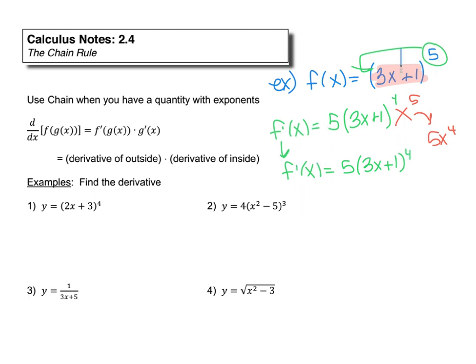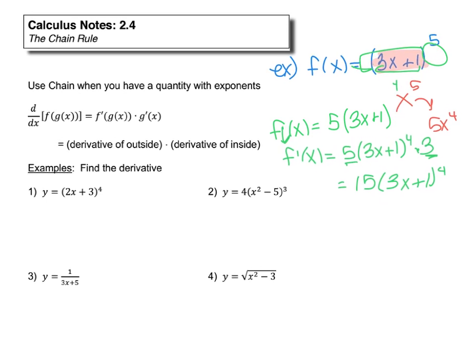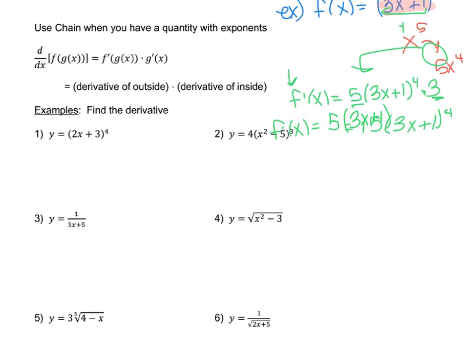So we bring the 5 down, we leave the inside function alone, and then just apply the power rule. Then I multiply that by the derivative of the inside function. And the derivative of this inside function is just 3. So then I would multiply that by 3, and then you simplify by multiplying the 5 and 3 together, and it would be 15 times 3x plus 1 to the fourth. I don't know what it is about chain rule, but I like using it. All right, so let's apply this to number 1.